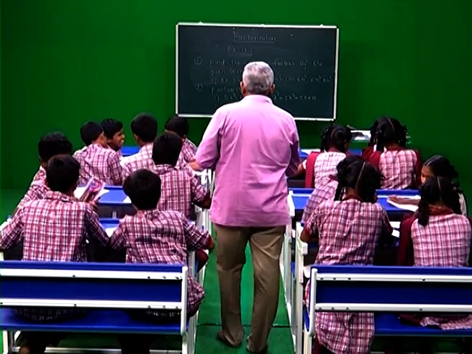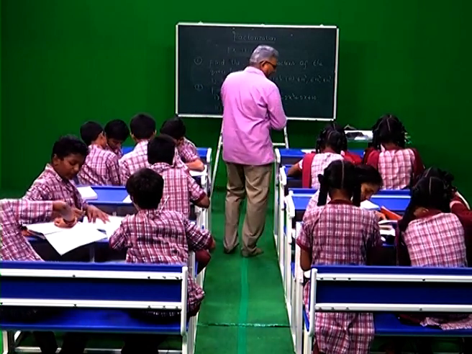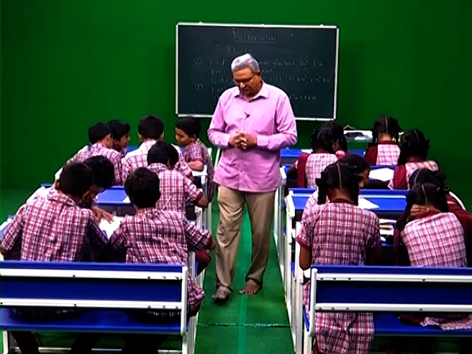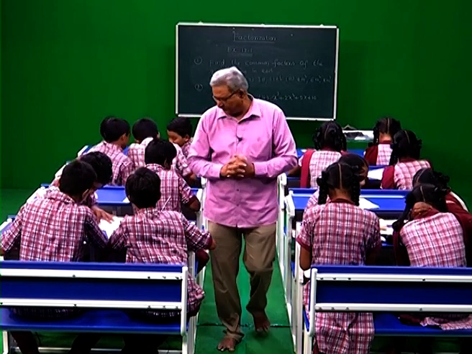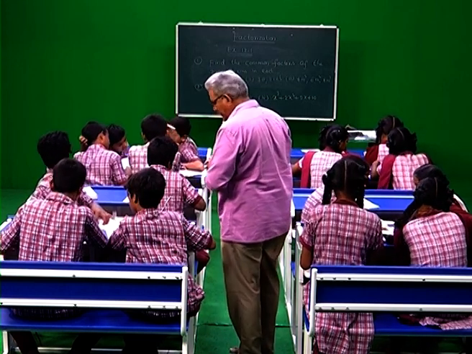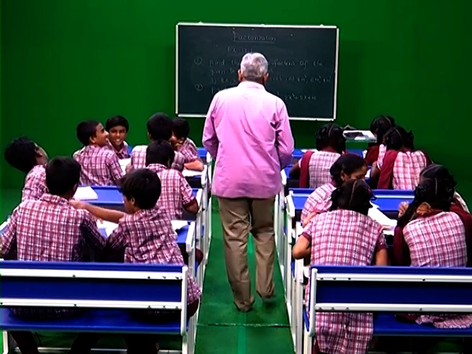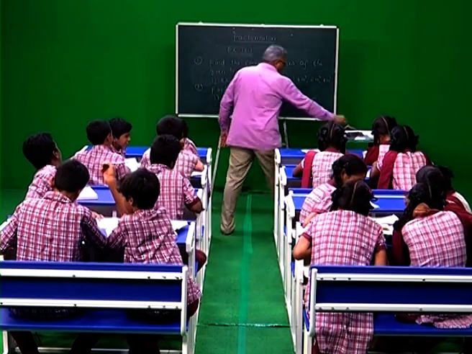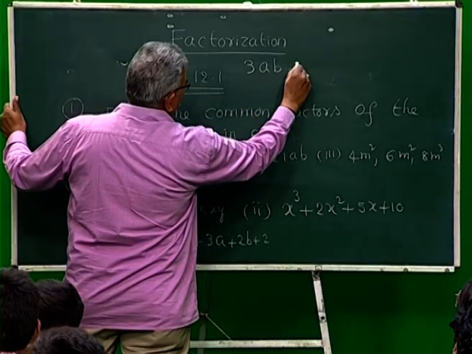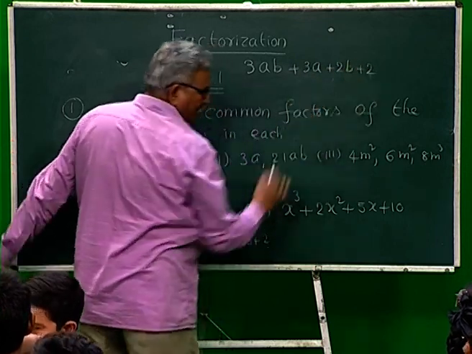So, first, common factors you need to write. Next one is the factorization problem. 3ab plus 3a plus 2b plus 2. So I will write on the board here clearly. See this one. 3ab plus 3a plus 2b plus 2. This is the problem.